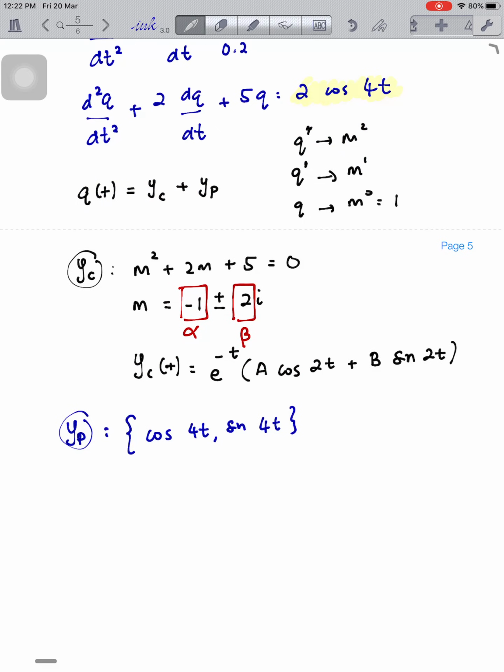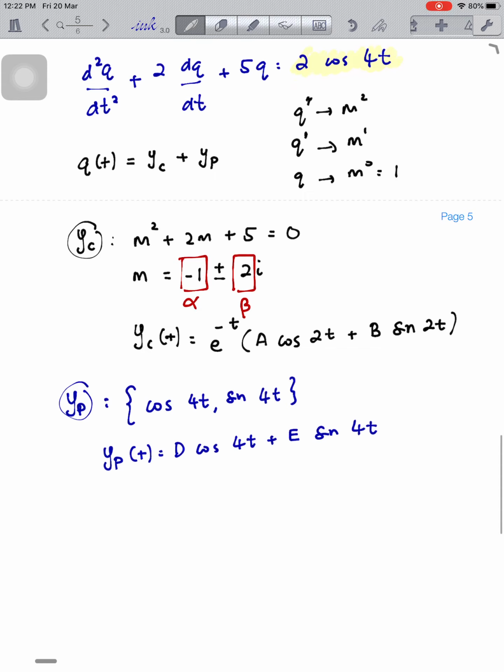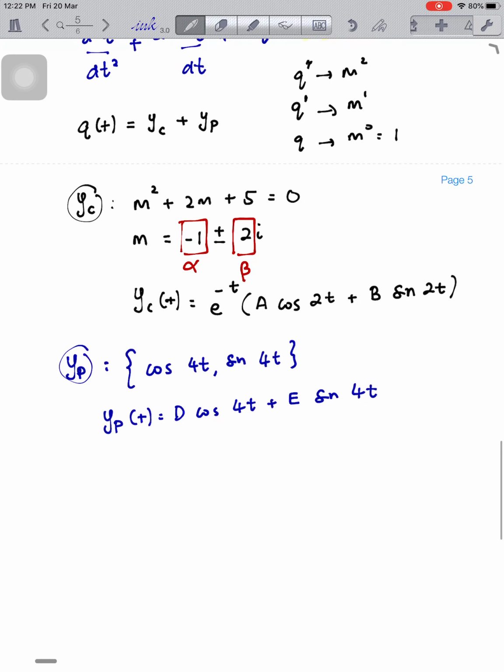So now we can write that. Our function yp of t is going to equal d cos of 4t plus e sine of 4t. Right, so you want to avoid using c, because sometimes the c could get confusing with your round bracket. If you're using c, then use square bracket instead, but it's up to you.